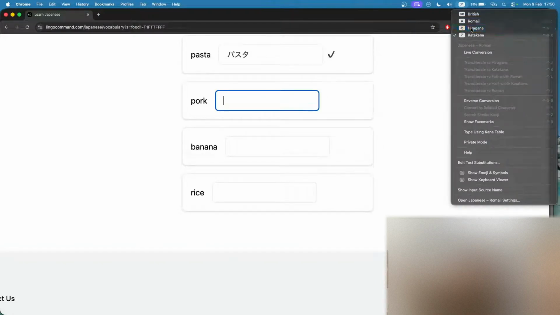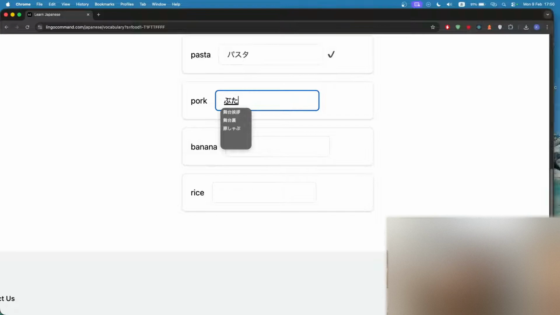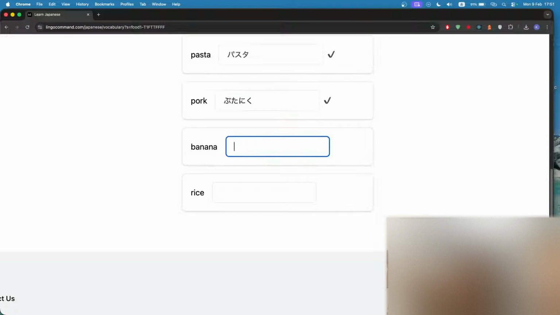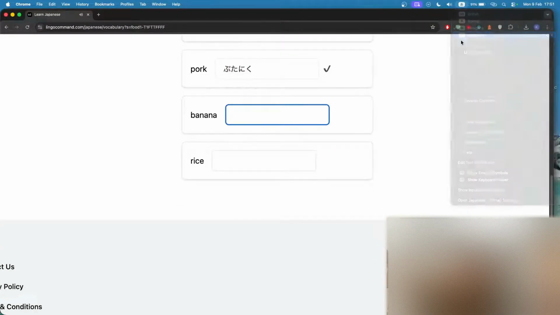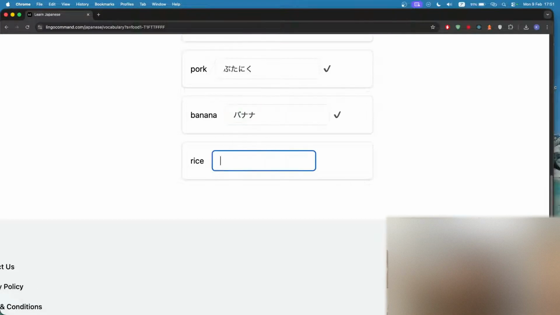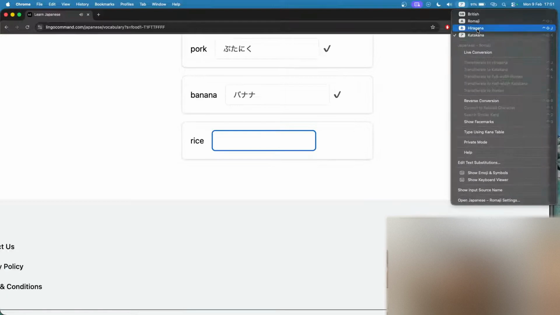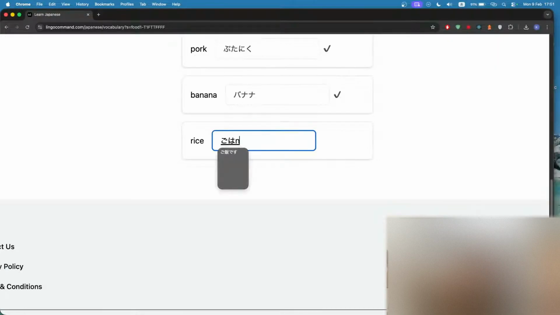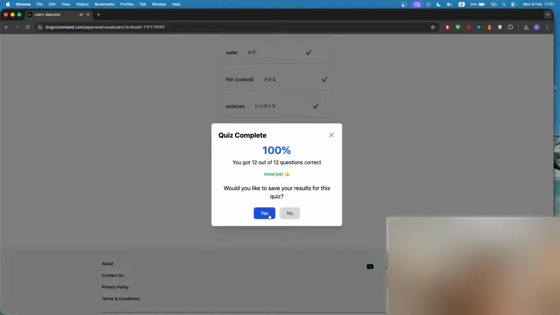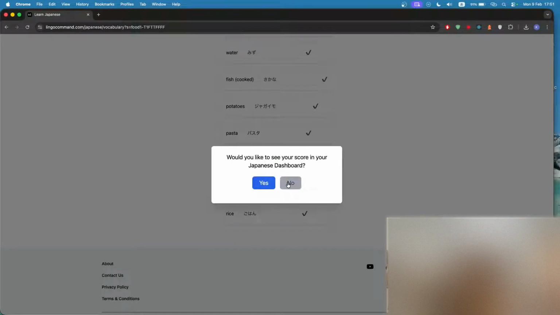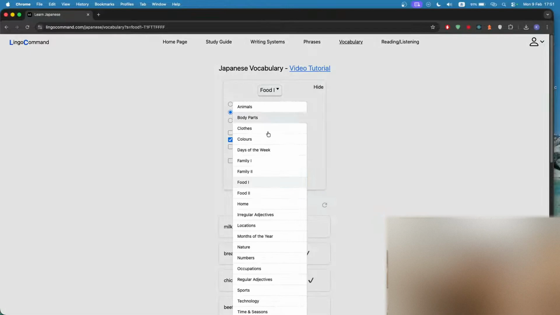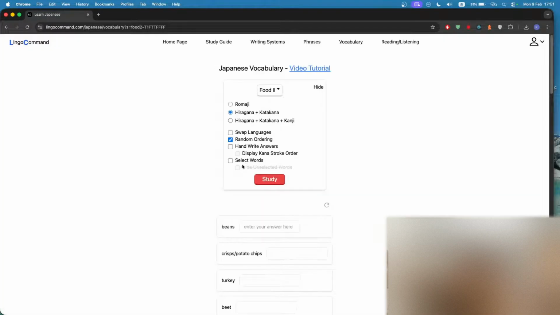And then this one, we start by writing the word for pig, which is buta. Niku means meat. So butaniku means pork. And then here we're back to katakana, and this is banana. For this one, we're going to use hiragana, and it's gohan. Well, let's keep that as hiragana for now. So that was pretty straightforward. So I guess that means we can graduate to food too.